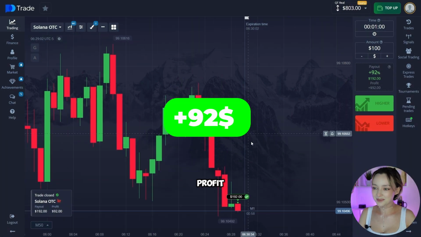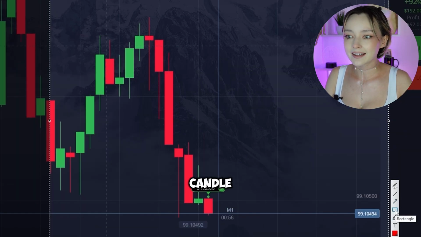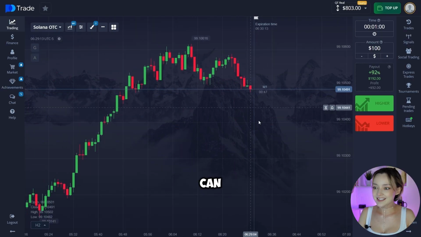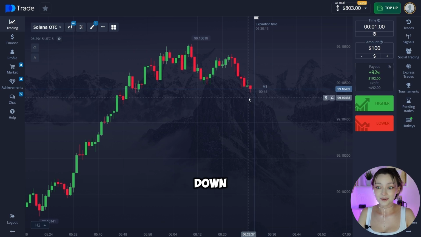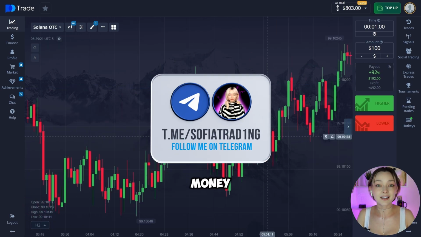And this case closed in a profit. There was, by the way, this larger candle of uncertainty. The candle has a pretty big shadow, which is a strong signal of the price's likelihood of going down. And as we can see, it is indeed going down. I hope it's now clear for you guys how to trade with cryptocurrency and make money off of it.